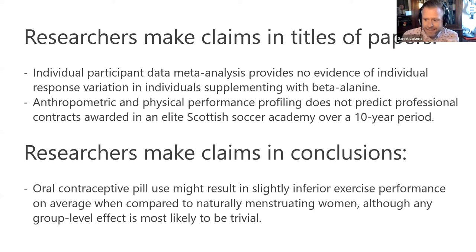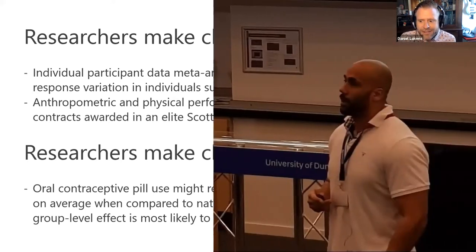Sometimes the claim is not in the title, but if you read the article, you'll see it somewhere in the conclusion section. For example, this is another claim from the literature. Oral contraceptive pill use might result in slightly inferior exercise performance on average when compared to naturally menstruated women, although any group level effect is most likely to be trivial. So these are claims based on data, based on statistical inferences. Of course, I just want to point out that these all come from the work of my opponent in this discussion. So even my opponent seems to want to make claims.